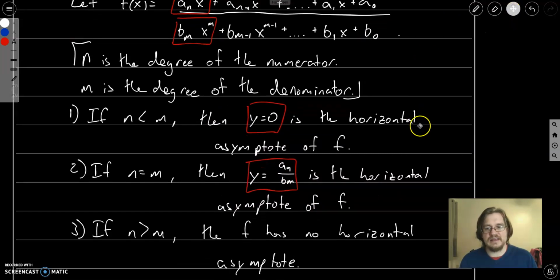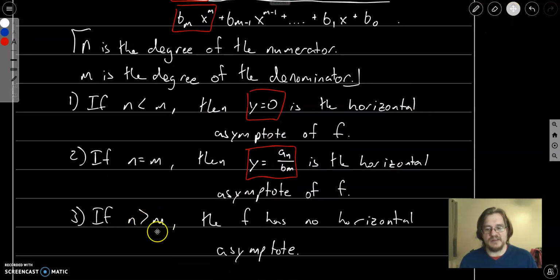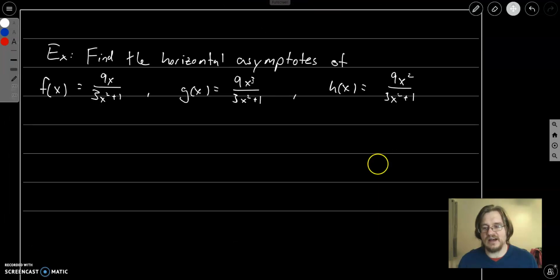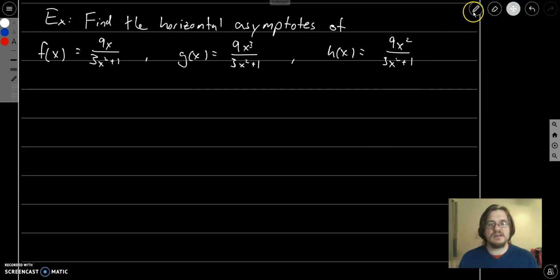And then lastly, if the top of the fraction is bigger than the bottom, as in the degree n is bigger than the degree m, there's no horizontal asymptote. So there's three scenarios. Let's go through some examples where we look at these. Let's find the horizontal asymptotes, if they exist, of these three functions.